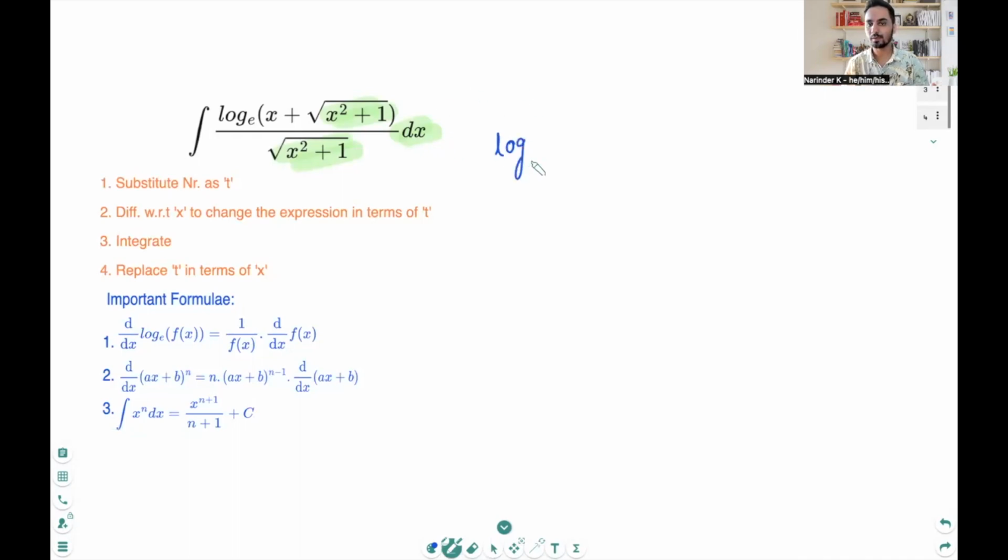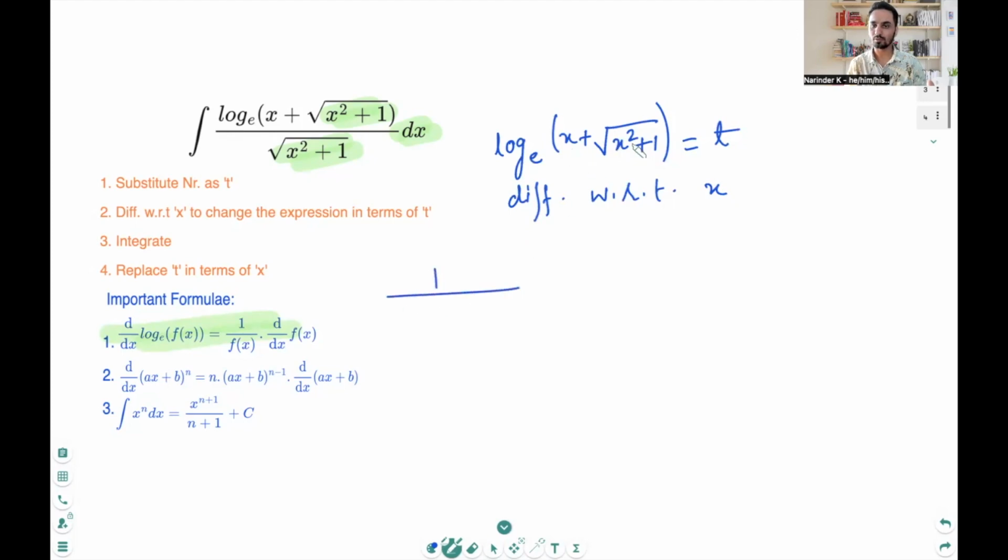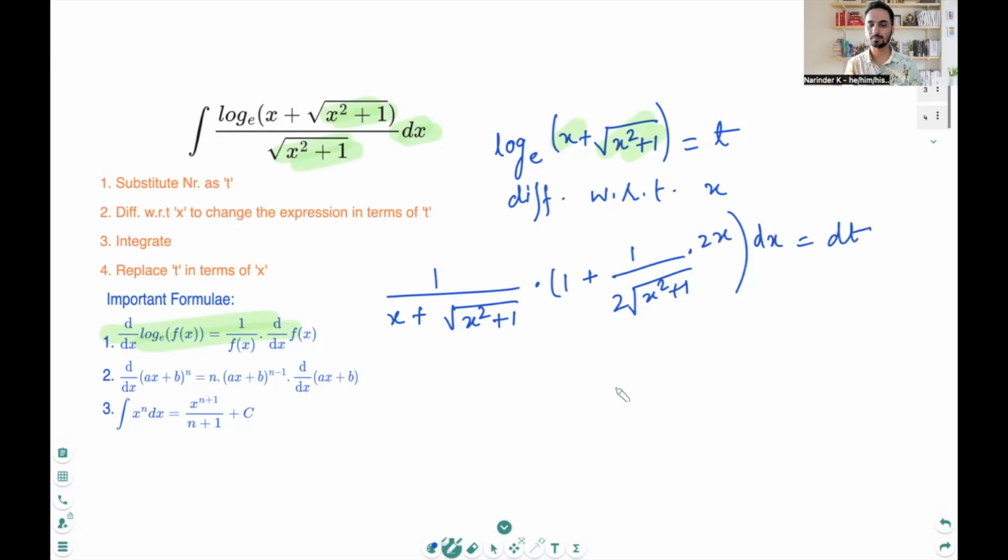Substituting log base e of x plus square root x squared plus 1 equals t, and differentiating both sides with respect to x by using the first formula here, we can write 1 over the function, which is x plus square root of x squared plus 1, into the derivative of x, which is 1, plus the derivative of square root of x squared plus 1, which is 1 over 2 square root of x squared plus 1, times the derivative of x squared plus 1, which is 2x, dx equals dt.